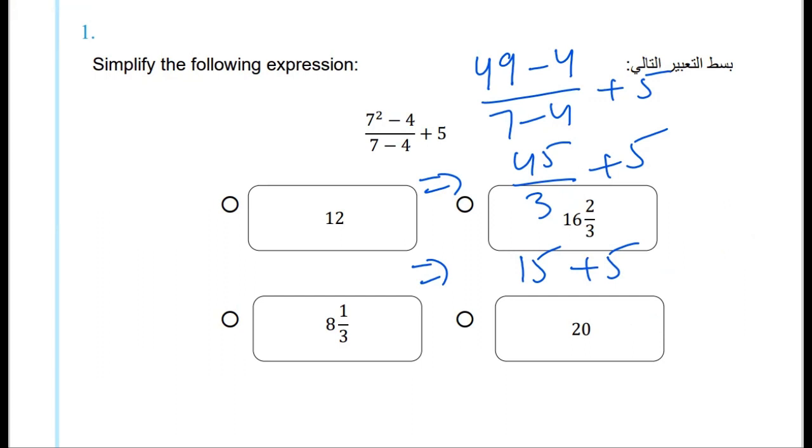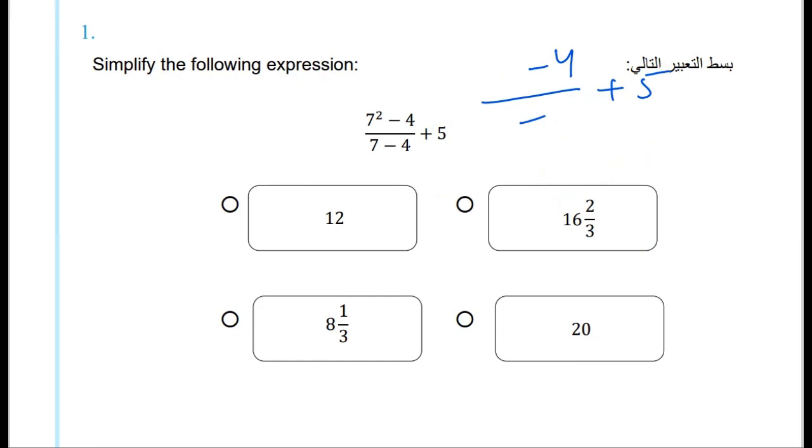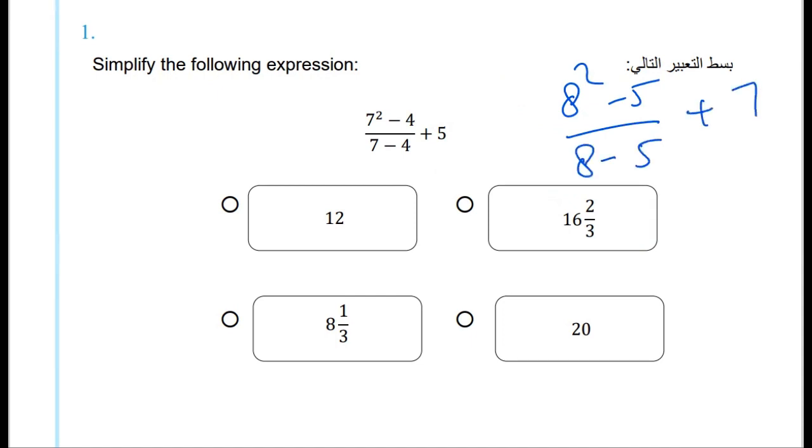Pause the video and try to figure out a similar question. For example, 8 squared minus 5 over 8 minus 5, plus 7. Let's try to figure out the next question.